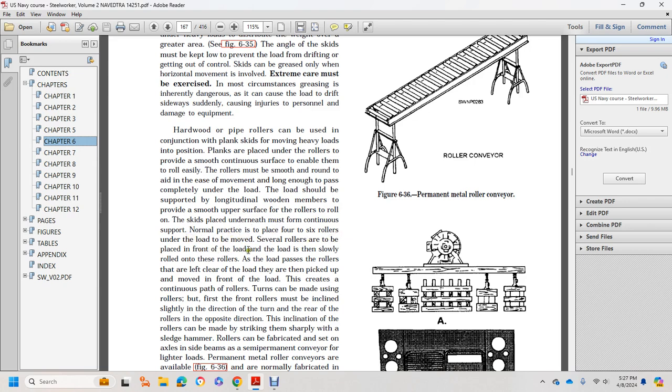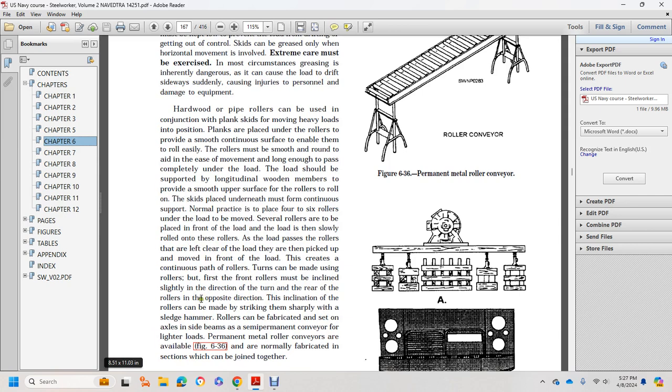Several rollers should be placed in front of the load. The load is slowly rolled onto the rollers. When the load passes the rollers, they are left behind. The load will then be picked up and the rollers moved to the front of the load to create a continuous path. To make turns, the front rollers must be inclined slightly in one direction, and the rear rollers inclined opposite to that direction.